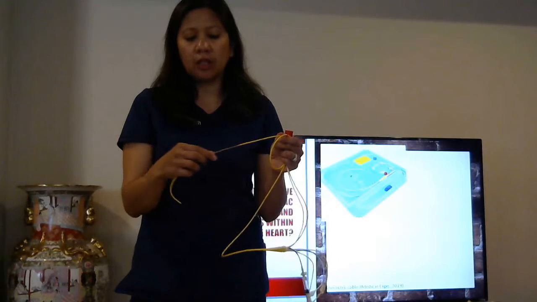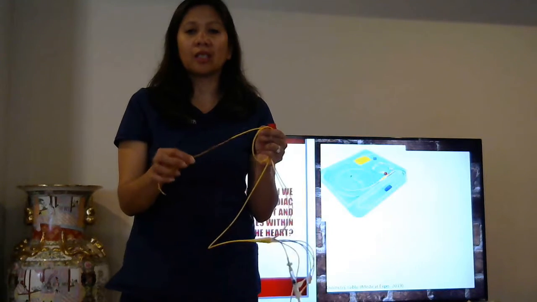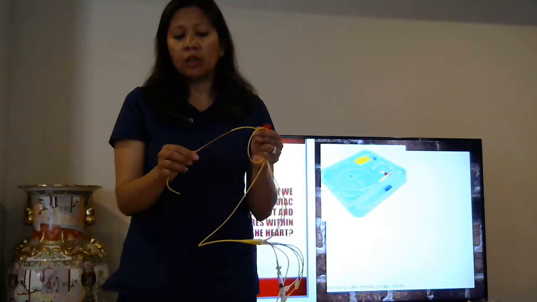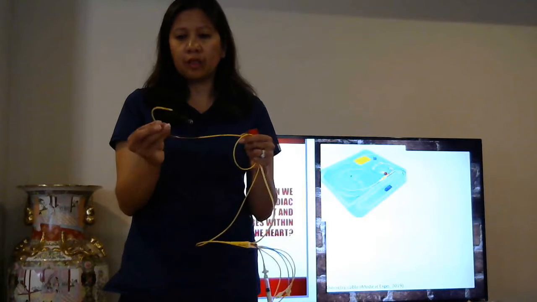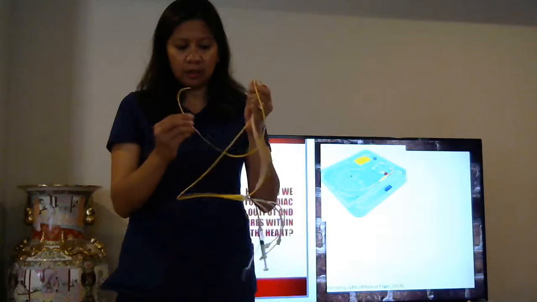So this here is your thermistor. So this is what's collecting your cardiac output and also your core temperature. And there's the end for the balloon. Okay, so this is your Swan.